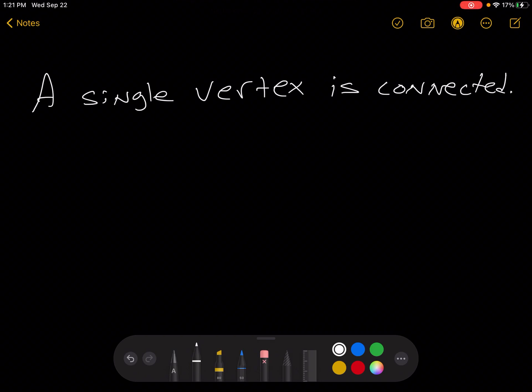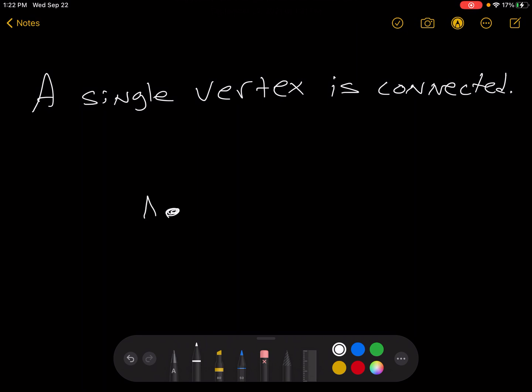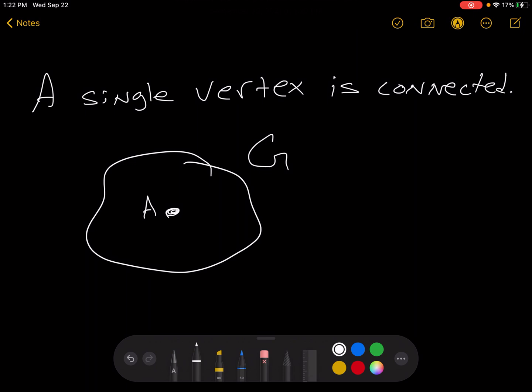In this video, I want to explain something that usually confuses students, and that is that a single vertex is a connected graph. So what I'm saying is if I just draw a dot and I give it a name, say capital A, this is a connected graph. You think if this is the graph G, this is a connected graph. So let's see why.